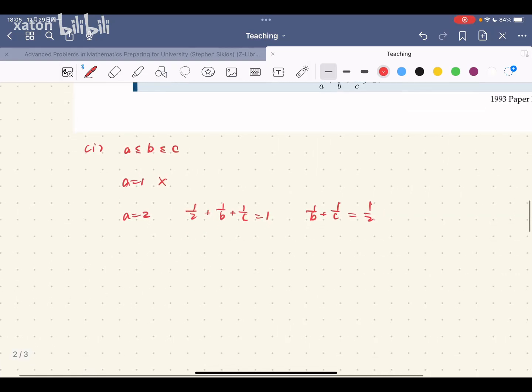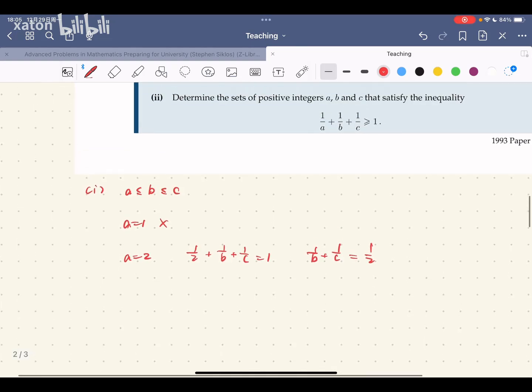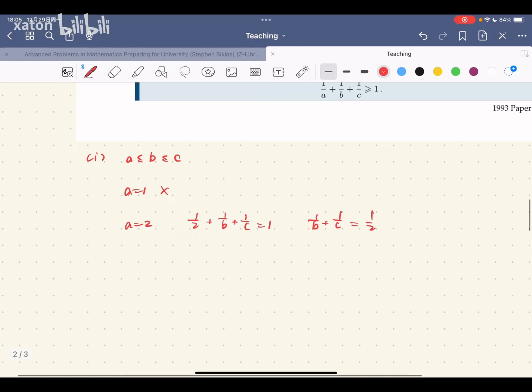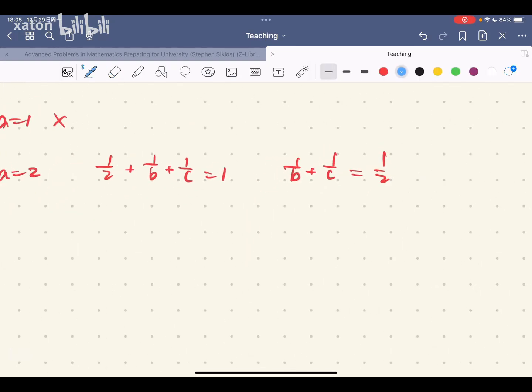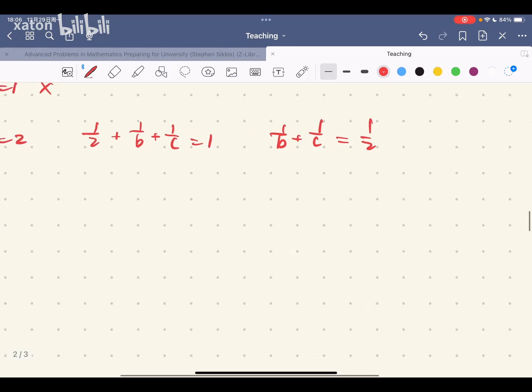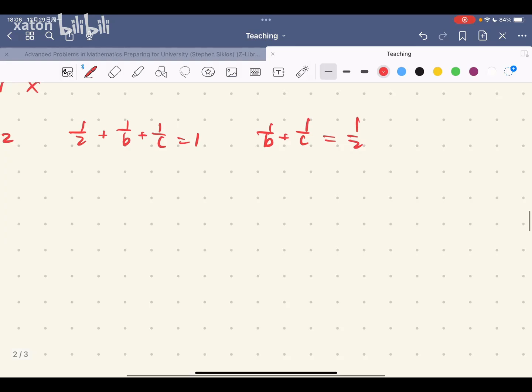For this, we can continue our discussion. Obviously we cannot set b equal to 1, and we cannot set b equal to 2. We can only set something like b equals 3. If we set b equals 3, we see that this doesn't really work. In fact, for this we have another method, which might not be fast, but is very systematic. We don't really want fractions like this, so we transform it to b plus c equals 1 over 2 times bc.